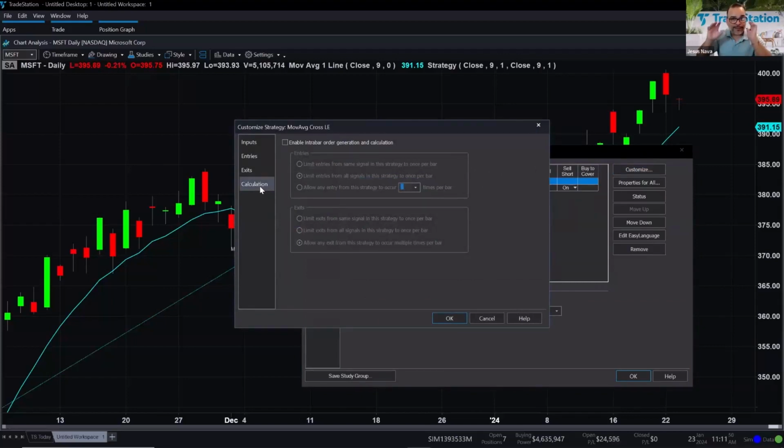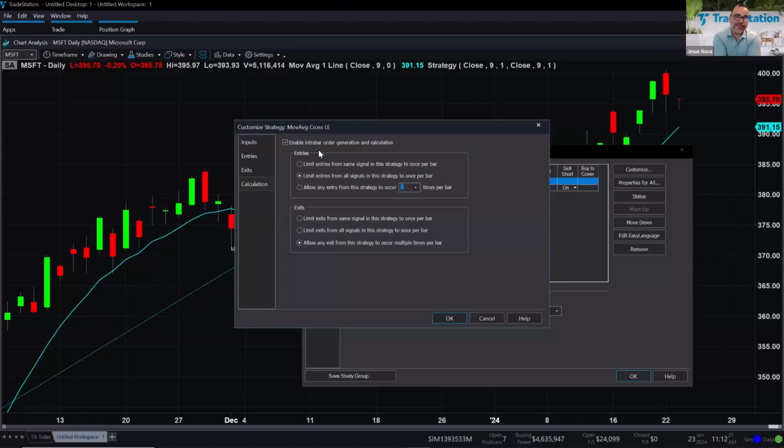Again, just keep in the back of your mind that the default is that the strategy will calculate on the close of the bar. But now I can come here to the calculation of the strategy and say, well, I want to enable Intrabar Order Generation and Calculation. There are a few things here to pay attention to. If you turn this on, then you have to figure out how many times I allow this strategy to trade within the bar? Because if you turn on this feature, you're actually letting the strategy generate a trade possibly on every single tick.